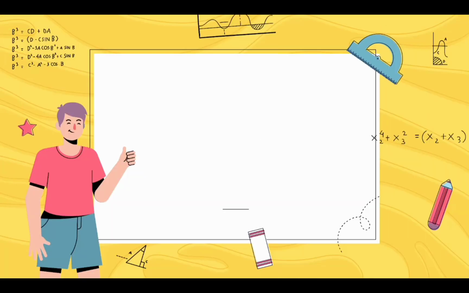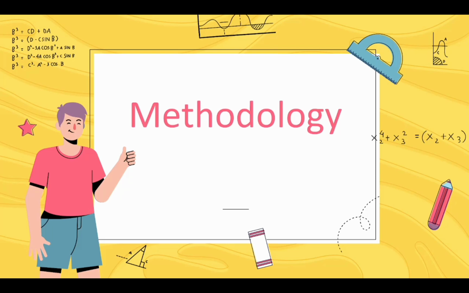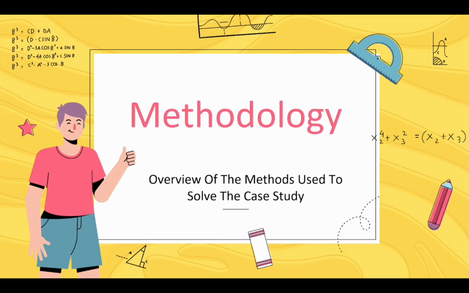Hello everyone. Now I shall be explaining the first part of methodology, which is the overview of the methods used to solve the case study. Okay, let's move to slide 1. We must first analyze the case study description or statement before making our own judgment on the type of problem that we're dealing with, and in this case it is about damped vibrations of strings.